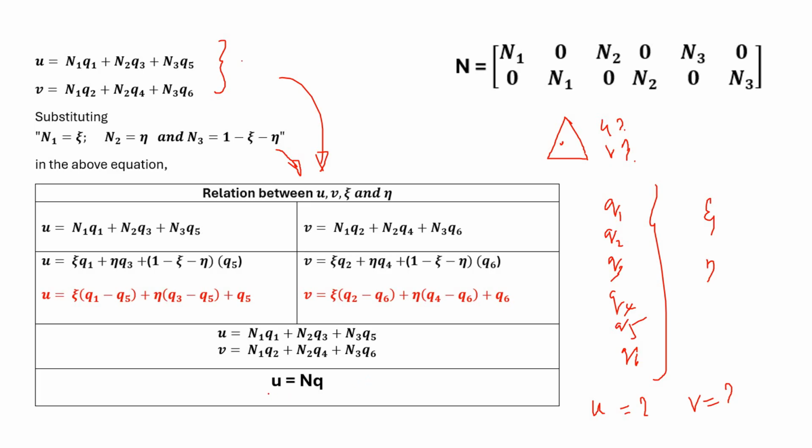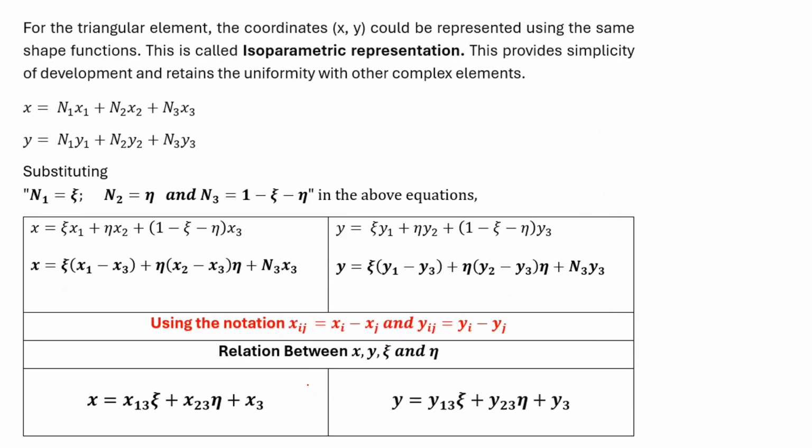Now we get a relationship u equal to N into q. What is the N matrix? You represent the N matrix like this: n1 0, n2 0, n3 0 in the first row, and 0 n1, 0 n2 and 0 n3 in the second row. Then you multiply the N matrix with this q matrix. Ultimately you will get u equal to Nq, where u represents u and v, whatever it is.